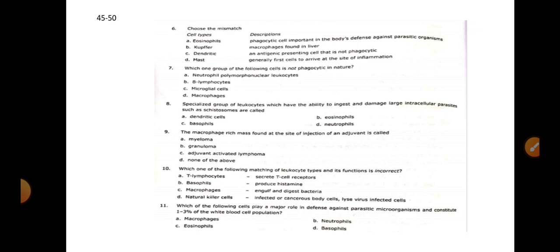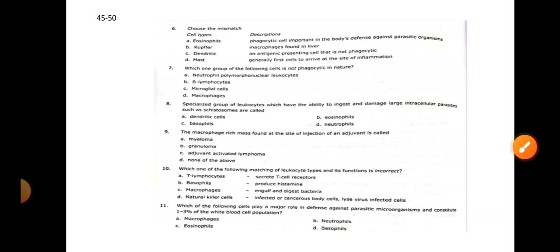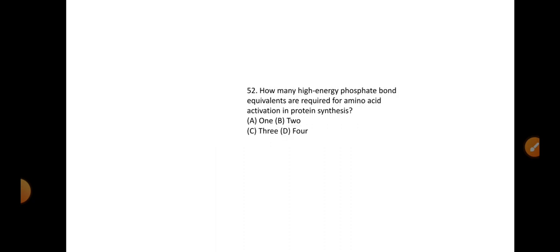49. Which of the following matching of leukocyte types and function is incorrect? Remember, it's asking for incorrect. And which of the following cells play a major role in defense against parasitic microorganisms and constitute 1 to 3% of the WBC population? Amanitin, the mushroom poison, inhibits what? Very easy question, like option wise, very easy question. How many high energy phosphate bond equivalents are required for amino acid activation in protein synthesis?